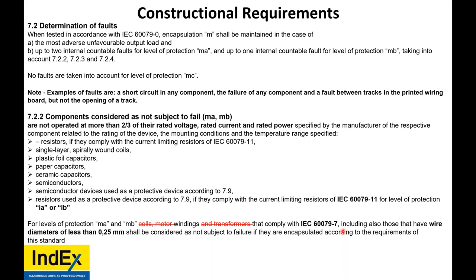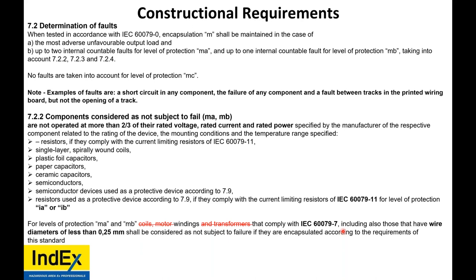Now, components that are not subject to failure for EXMA and MB will be the following, but they are not operated at more than two-thirds, 66% of their rated voltage, current, and power, as specified by the manufacturer of those components. Now, the mounting conditions and the temperature ranges shall be specified, but they can be resistors, coils, paper foil capacitors, paper capacitors, ceramic capacitors, semiconductors, circuit boards, semiconductive protection devices, and resistors that meet the requirement of 60079-11, intrinsically safe, IA or IB.